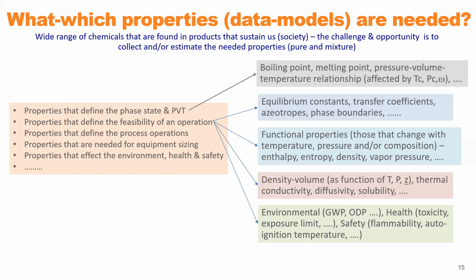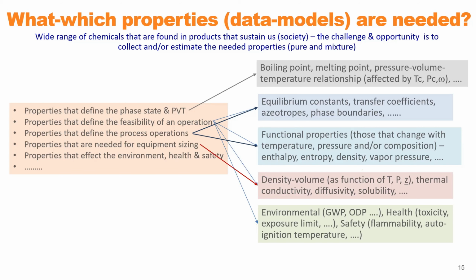Those are all affecting the feasibility of an operation, because if the operation is feasible, we want all of the values to be as we want. If we want to define the process operation, then after we look at the feasibility, we set the values. This should be the transfer coefficient, this should be the phase boundary, this should be the enthalpy, this should be the entropy. So we fix the values at a certain condition. So that is defining the process operation.